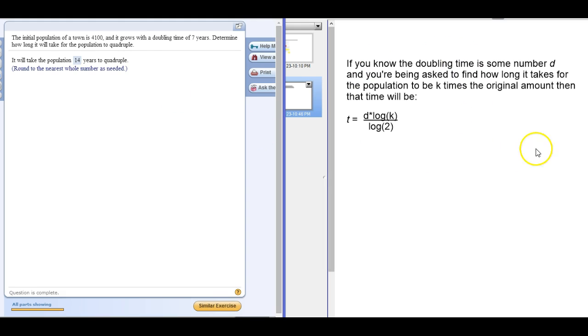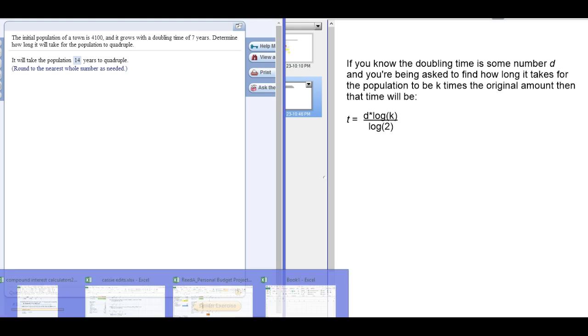But the other way to think of it is with this formula. It says if you know the doubling time, which is 7 years here, call it some number d, so d means 7, and you're being asked to find how long it takes for the population to be k times the original amount, quadruple, that means 4 times the original amount, then that time will be t equals the doubling time times the log of whatever k is, in this case 4, divided by the log of 2. The 2 is attached to the doubling time. So the log of whatever I want it to get to divided by the log of 2, because d is the doubling time. That's how the formula works.